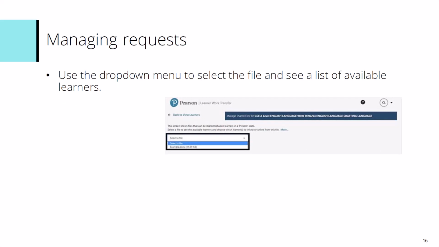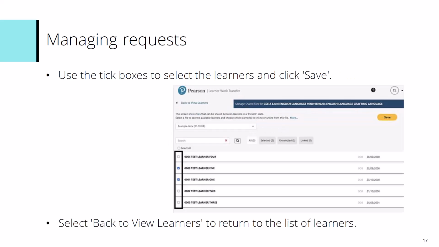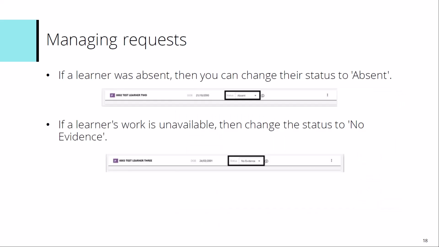You can then use the drop-down menu to select the appropriate file and see a list of available learners. You can then use the tick boxes to select learners to associate with that file. If you click Save, there'll be a confirmation box appear, and then you can click back to View Learners to return to the list. Once that's done, that file will appear under each learner that you've assigned it to.